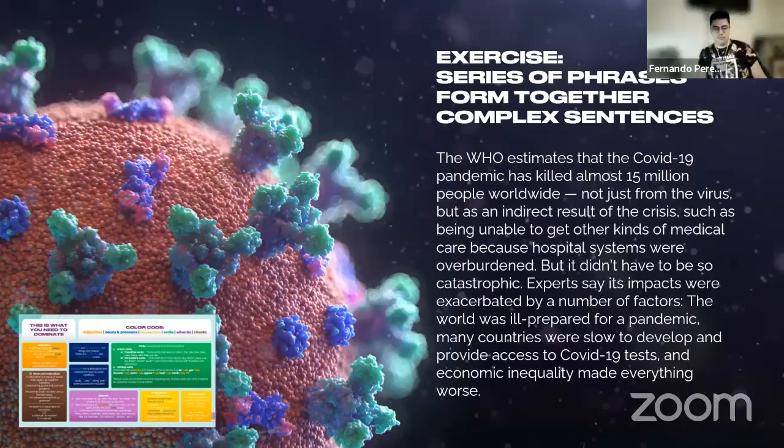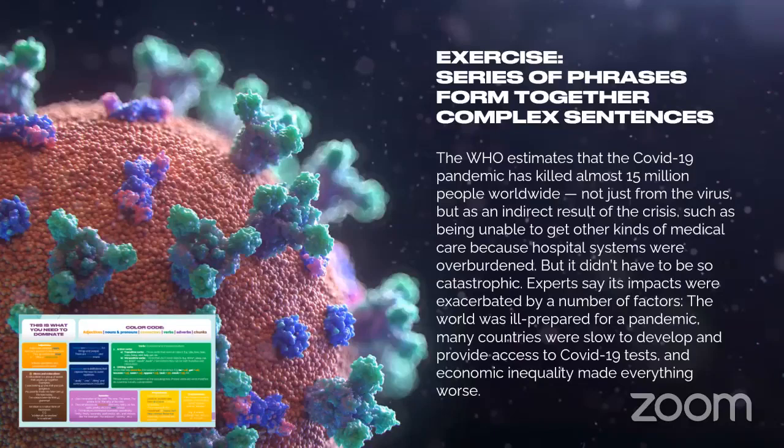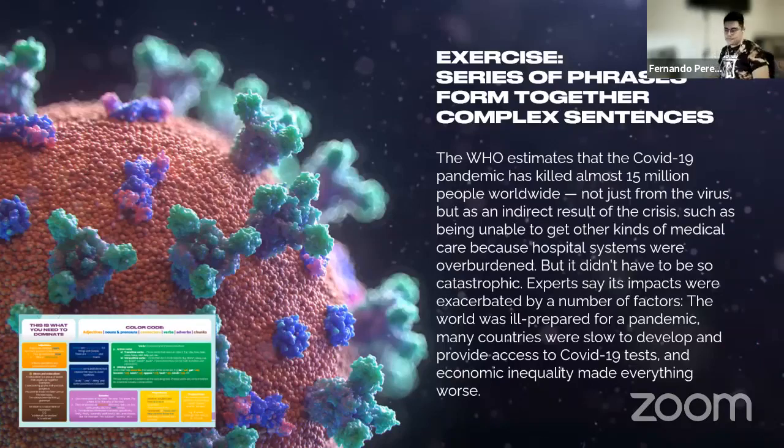But it didn't have to be so catastrophic. Experts say its impacts were exacerbated by a number of factors. The world was ill prepared for a pandemic. Many countries were slow to develop and provide access to COVID-19 tests. An economic inequality made everything worse. This is an example. Okay. Everybody understands the text?